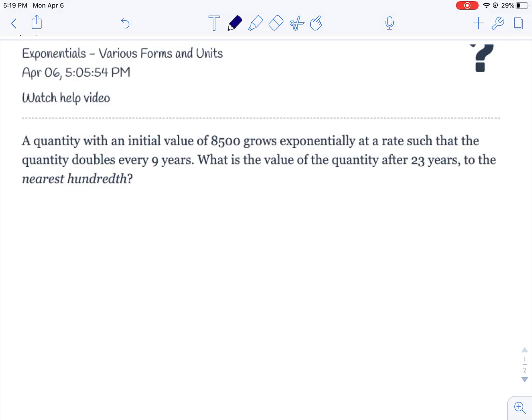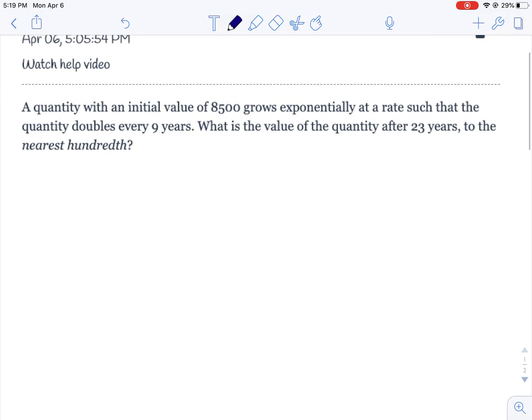I thought I'd make one more help video for this section on exponentials of various forms. Again, another problem, and I picked this one at random, but it's about a value of 8,500 that grows exponentially so that it doubles every 9 years. Where would we be after 23 years? So, we want to come up with an equation.